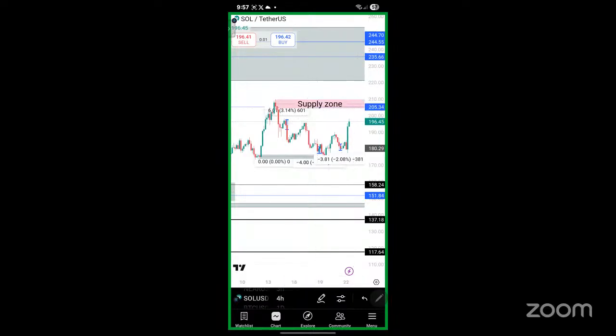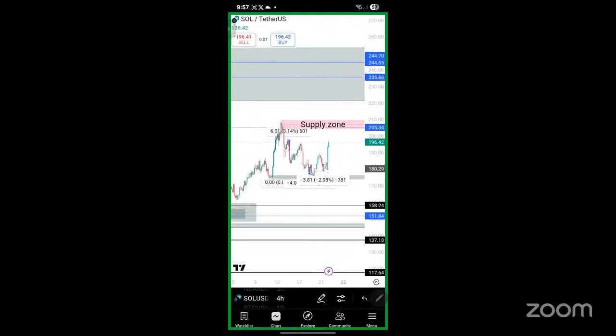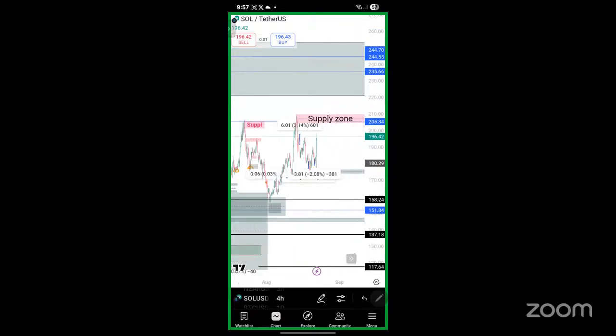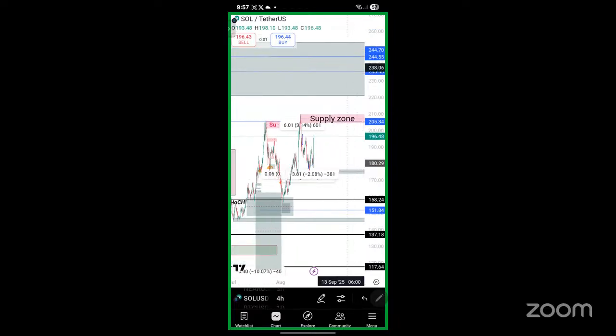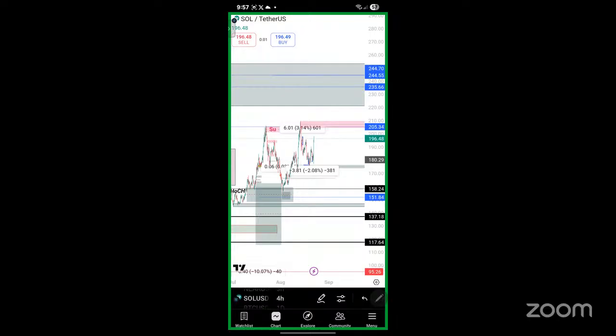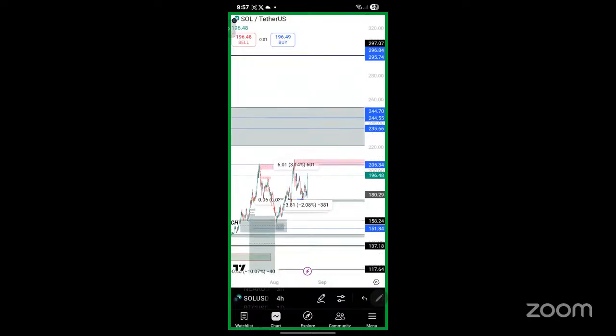And this coin, if it passes here, it will hit $205. Okay, and we may see it rallying up to the all-time high. Was it 296? That was its all-time high. Okay, we are riding Solana.